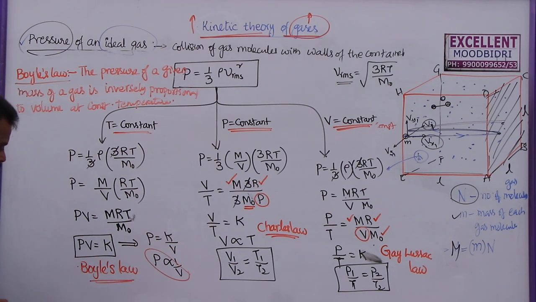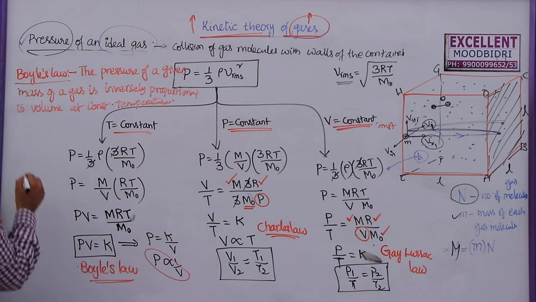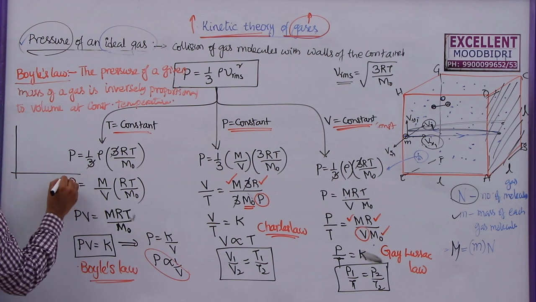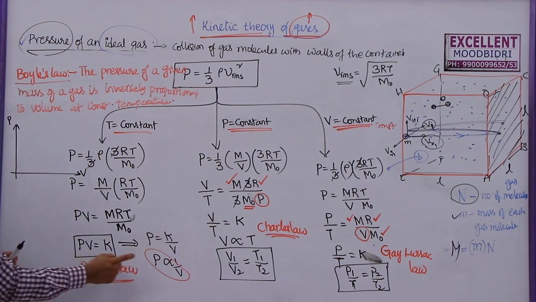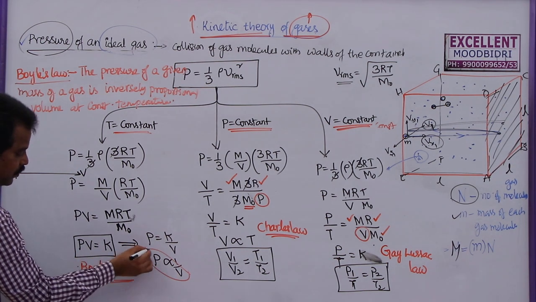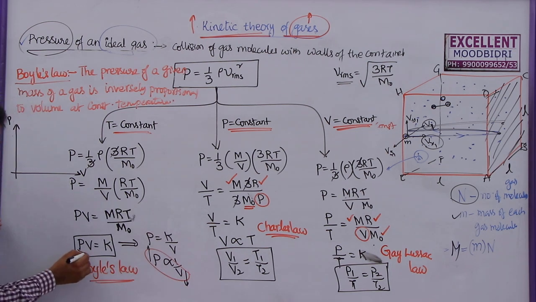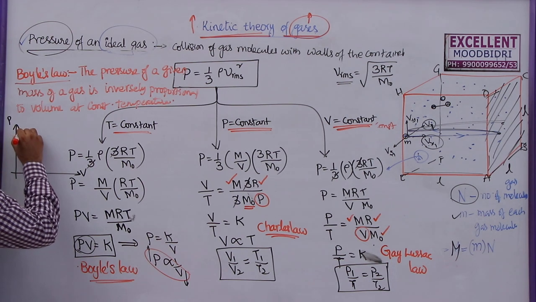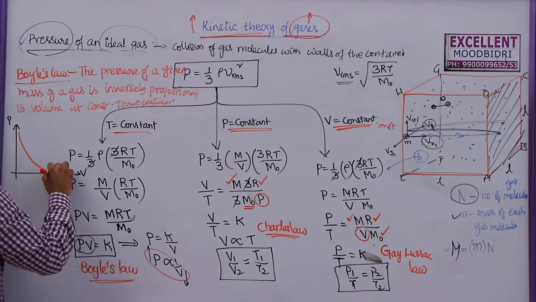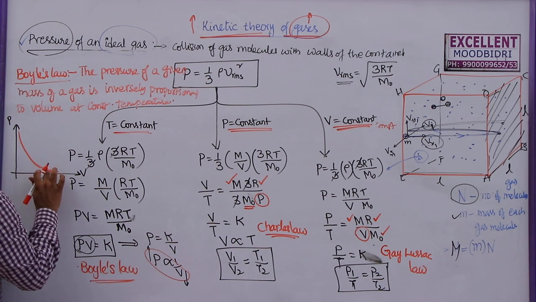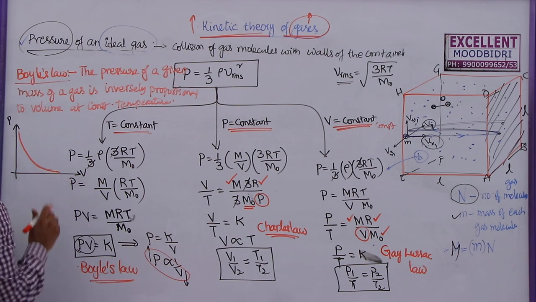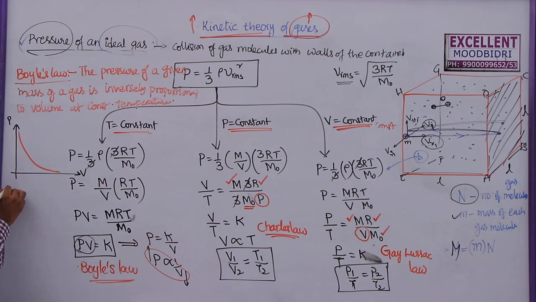Now if I want to draw a graph for this Boyle's law, let me take this as a PV graph. So this is P, this is V. We know that whenever pressure increases, volume will decrease, but the product remains the same. So the corresponding graph is always a rectangular hyperbola. So you will get a graph like this. Please remember, whenever two physical quantities are inversely proportional to each other, the corresponding graph is always a rectangular hyperbola.